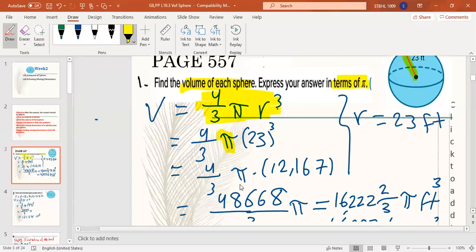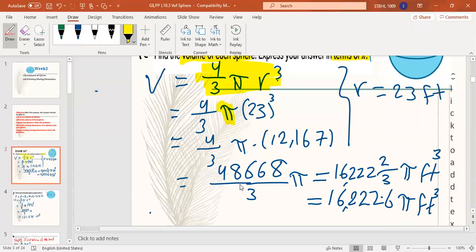So the volume equals 4/3 times pi times 12,167. We will multiply 4 by 12,167. We will get 48,668/3 pi. Don't forget that we will always keep the pi. The question asks you to express your answer in terms of pi. So the answer will be 16,222 and 2/3 pi cubic feet, or you can write it as a decimal, 16,222.6 pi cubic feet.